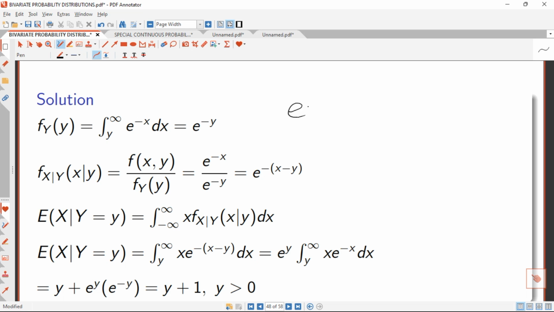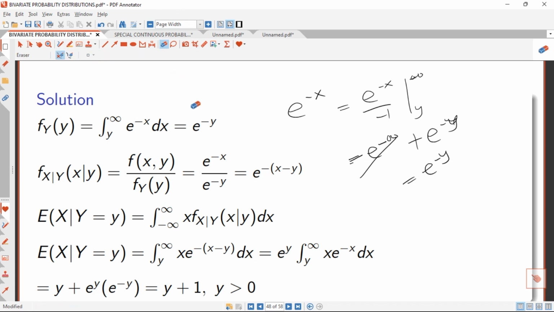When we integrate this one, it is very easy. You are going to get e raised to the power negative x, all divided by negative 1, moving from y to positive infinity. We get our result to be negative e raised to the power negative infinity plus e raised to the power negative y. And we know that the first term will go to 0, and our final answer will be e raised to the power negative y. That is what we have on the slides.